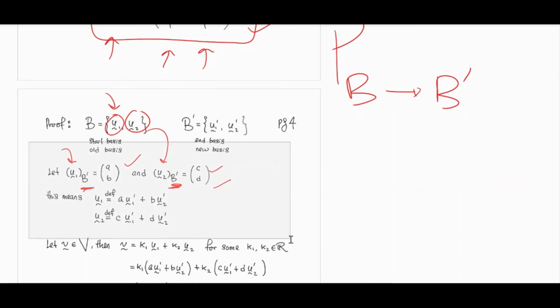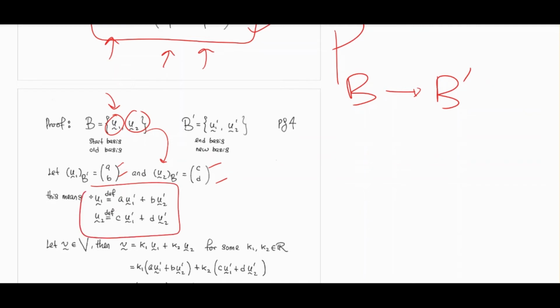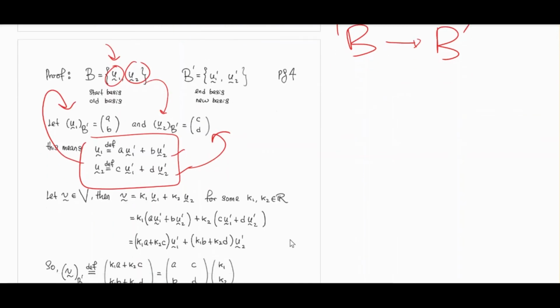If you do that, by definition of coordinates, if this is (a, b) and this is (c, d), then u1 will be a u1 prime plus b u2 prime, and we also have this one right here. This is nothing but a definition. It follows from the definition of coordinates. If you call these coordinates (a, b) and these coordinates (c, d), this is what it means to have these two coordinates.